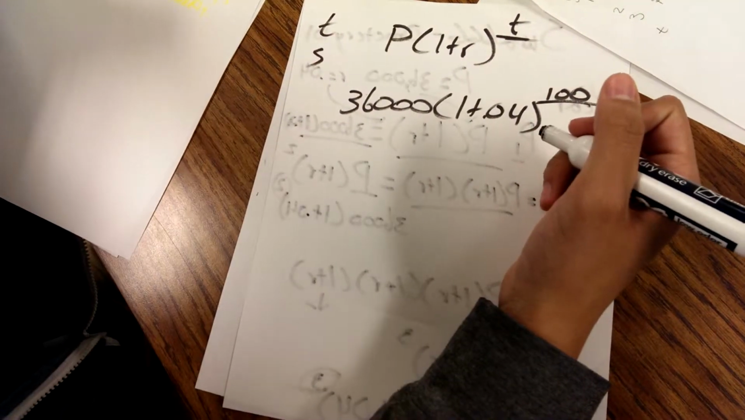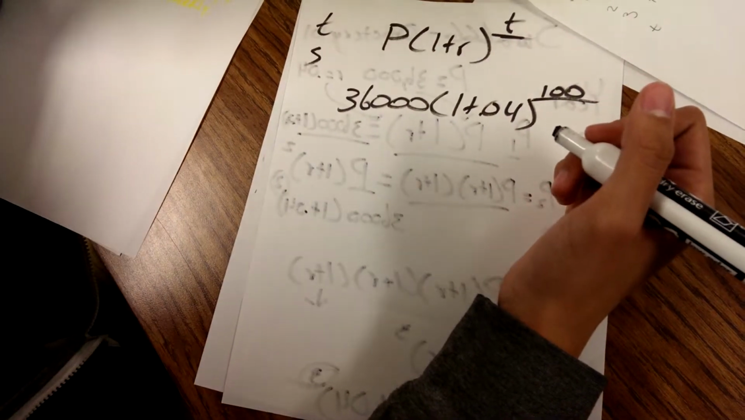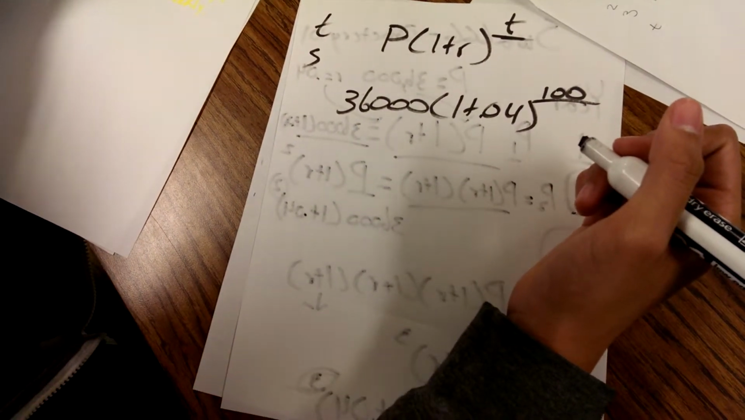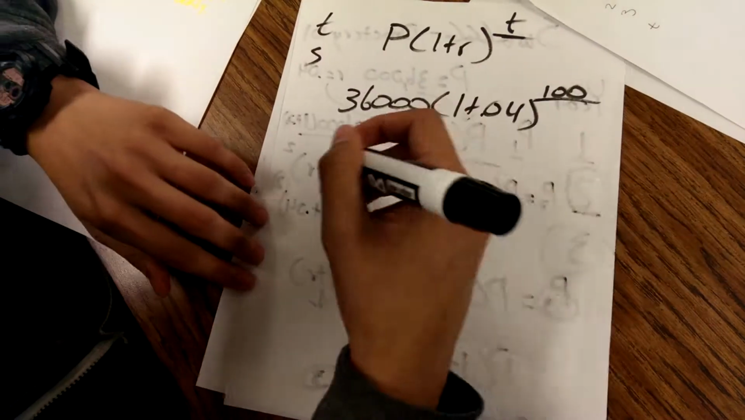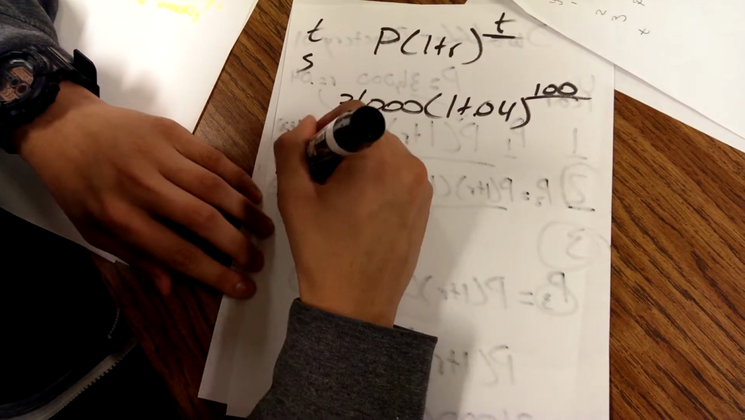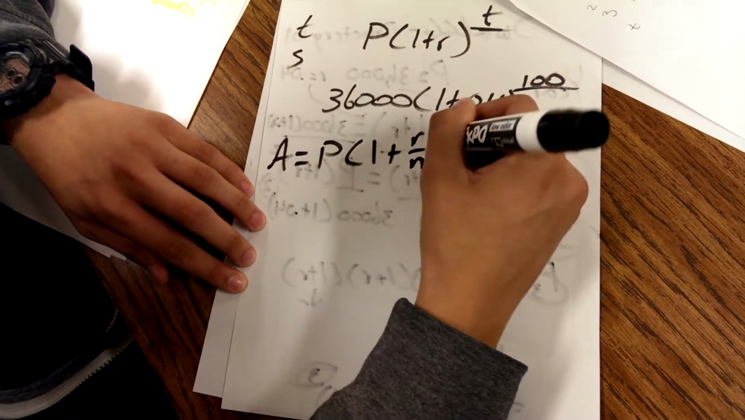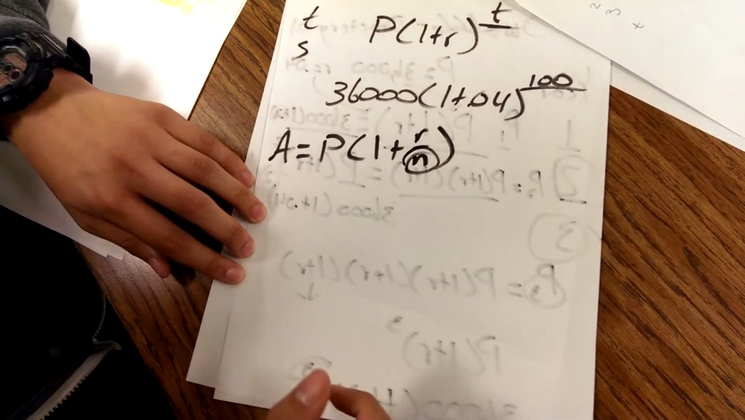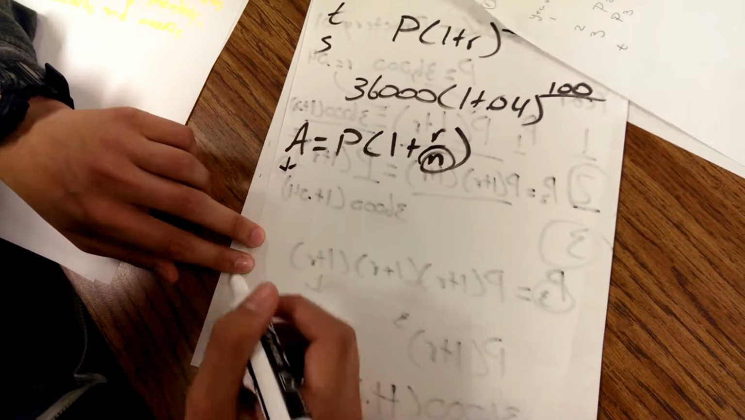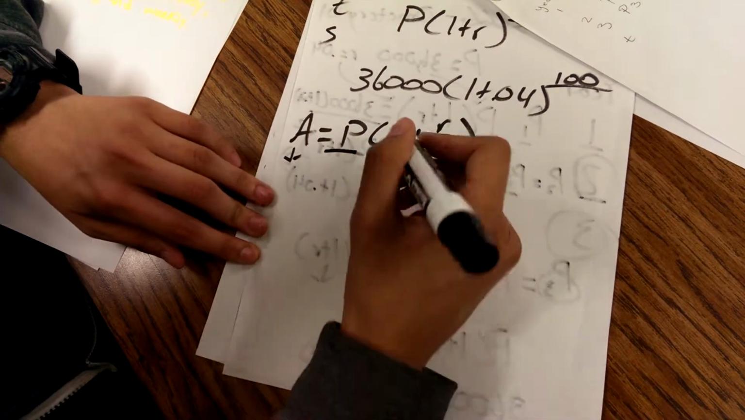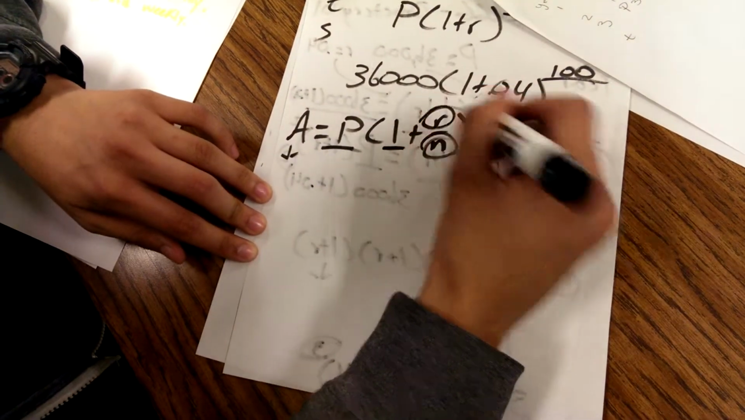Now when you're talking about compounding more than once in a year, you're going to use this formula: A equals P times 1 plus R over N, where N is the number of compoundings per year. This is your amount, this is your starting amount, this is 1, and this is your rate.